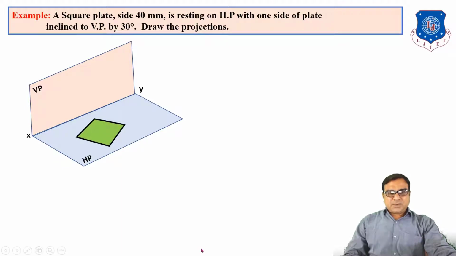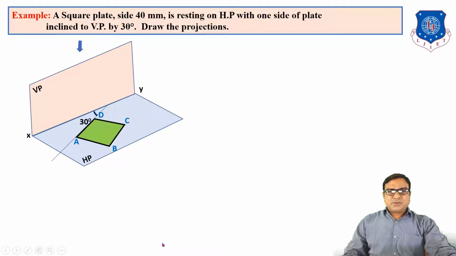Now the square plane, the side of the square plane must be 40 mm and it is placed on HP in such a way that one of the sides is inclined to VP by 30 degree. So in this square, out of these four sides, you can take any one side which must be inclined to the vertical plane at 30 degree. Okay, ABCD are the corners of our square plane.